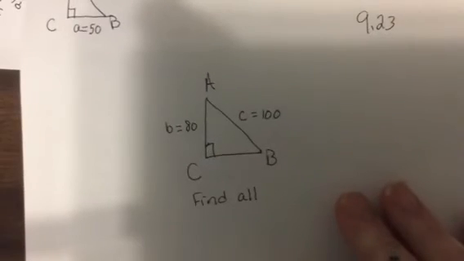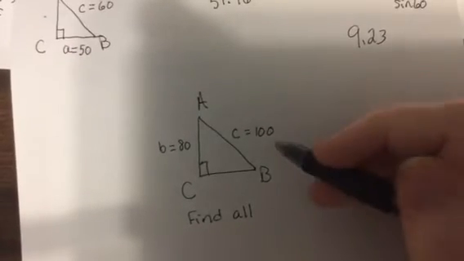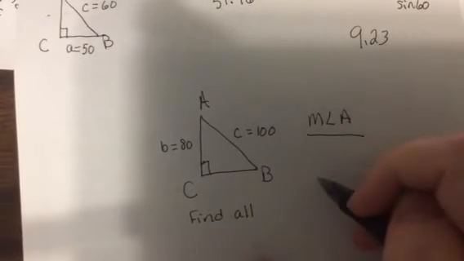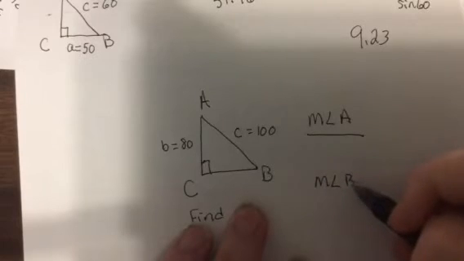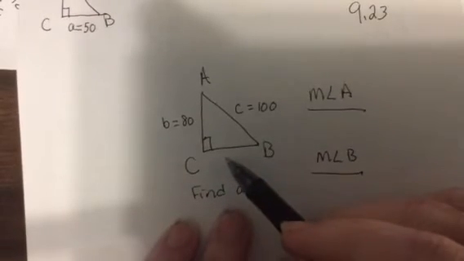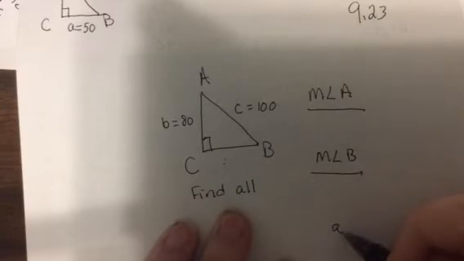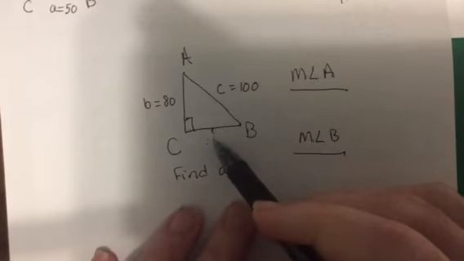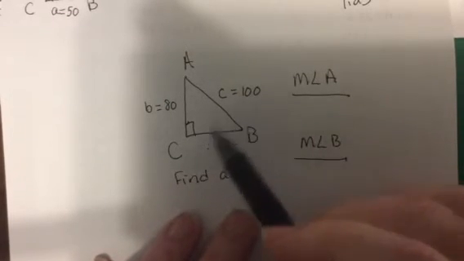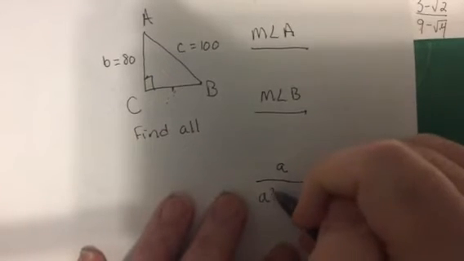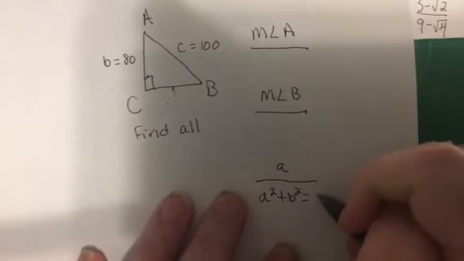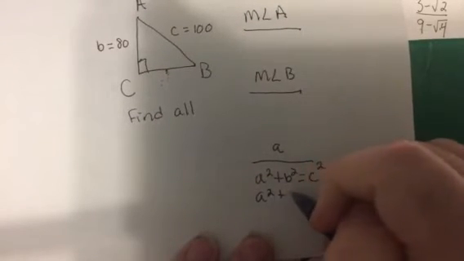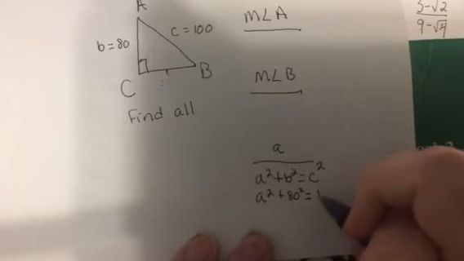So this one at the bottom, it says find all of them. So I'm missing angle A. I'm missing angle B. And I'm missing side A. So I could use Pythagoras to find A, and that would be a smart thing to do. So Pythagoras is A squared plus B squared equals C squared. So it'd be A squared plus 80 squared equals 100 squared.